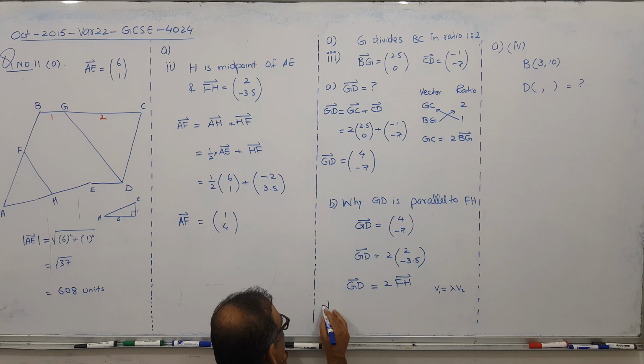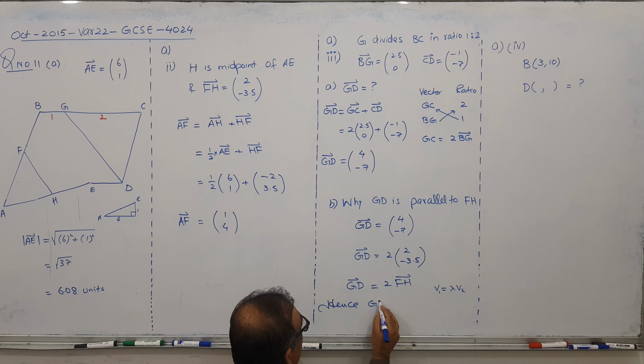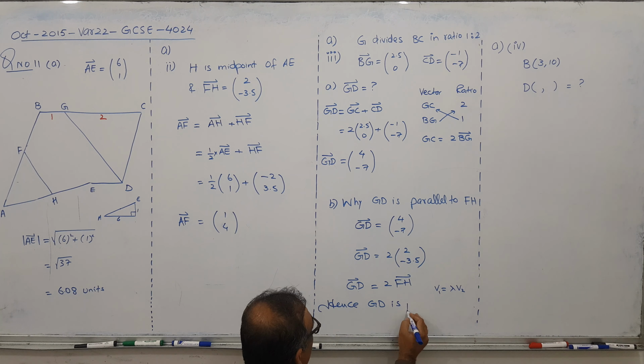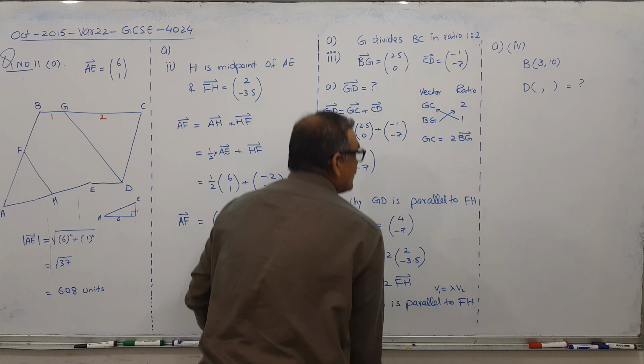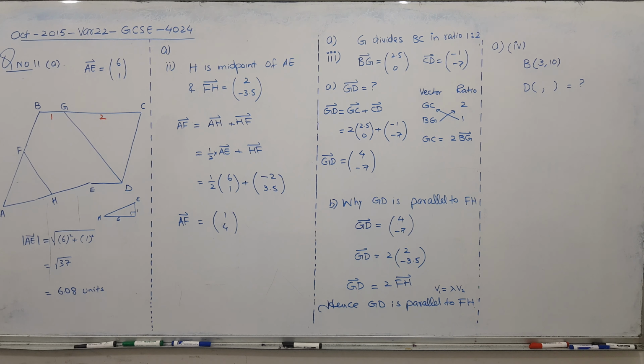So we can say that hence GD is parallel to FH. So proved. So let's go to the last part, and the last part is what we have.